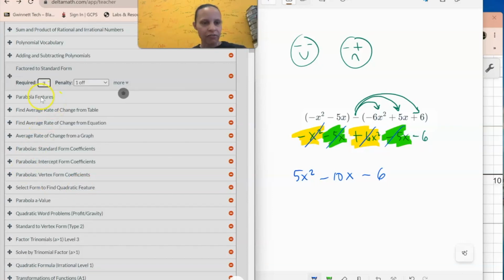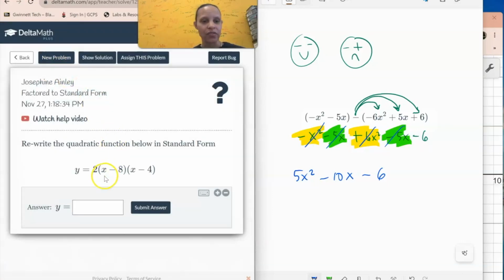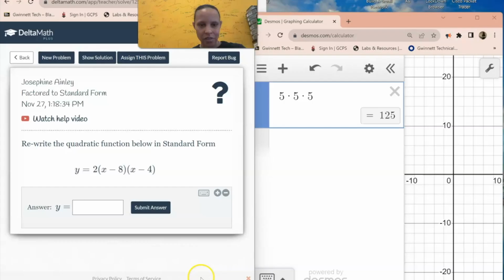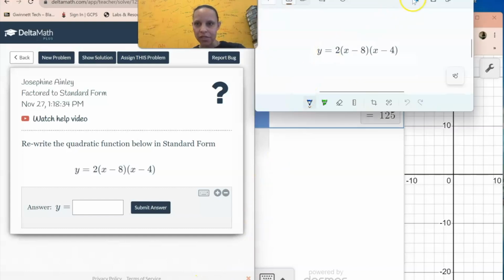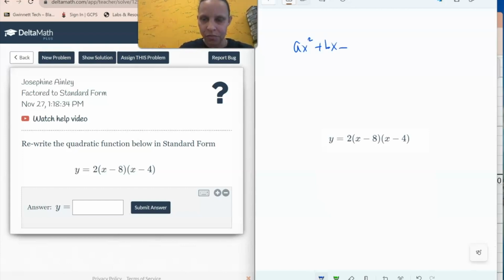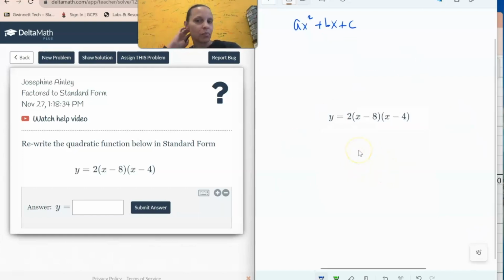All right, so we're going to take a look at factored form to standard form. Another way of saying this is multiplying polynomials. Either way they can ask you, it's the exact same thing. Remember, standard form is ax squared plus bx plus c, and you get there by multiplying polynomials. So we're going to multiply these two polynomials. You can do this with a box method or distributive property. It's your choice. I think I'll do the box method just for organization.